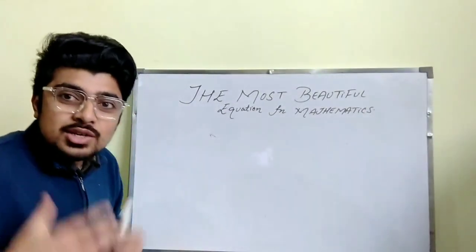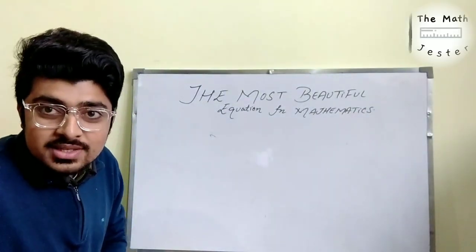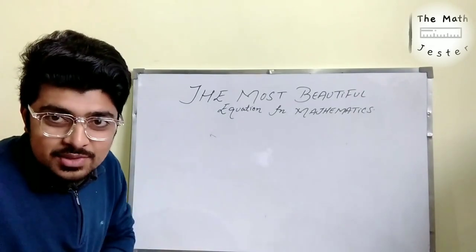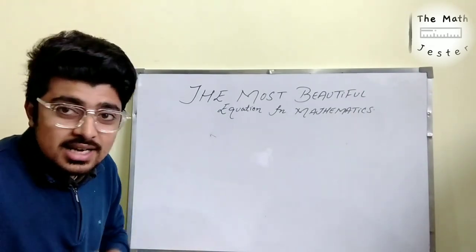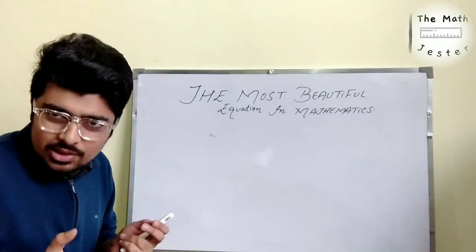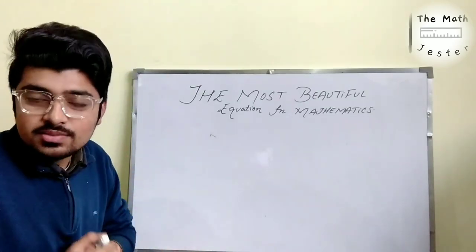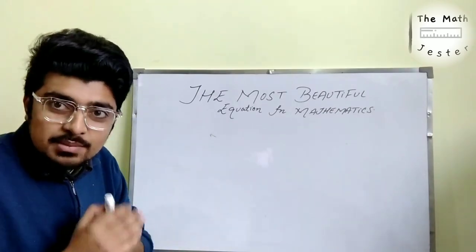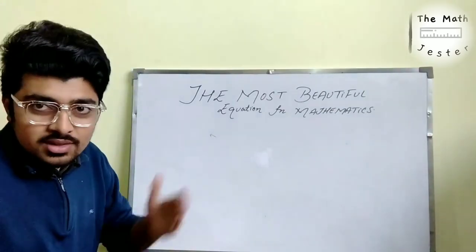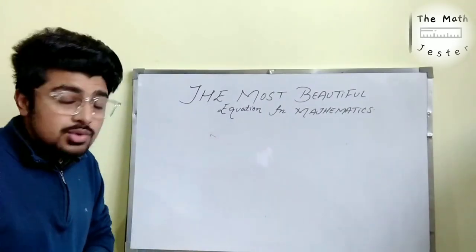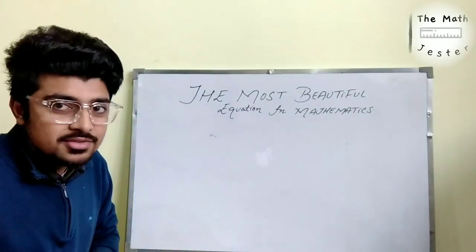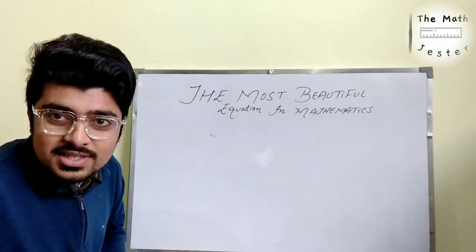Hi everyone. You might have seen the various types of equations in mathematics. Some types of equations include only two constants and some only include three constants. As well, there are lots of equations which can include four constants. But the reason that I'm going to make this video about this equation, known as the most beautiful equation in mathematics, lies in the fact that it includes five constants in it.